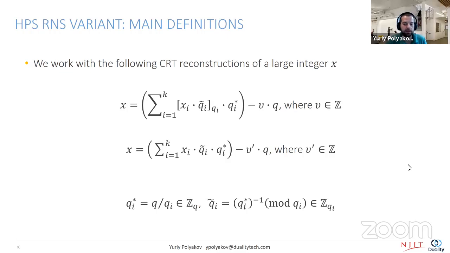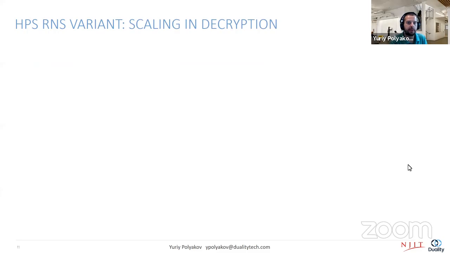So the high-level idea of specifically the HPS variant is to write down all those expressions, substitute those expressions when we need them, and then decompose the results into integer and floating point parts and do some tricks there. So let's see how we apply those to the scaling and decryption.